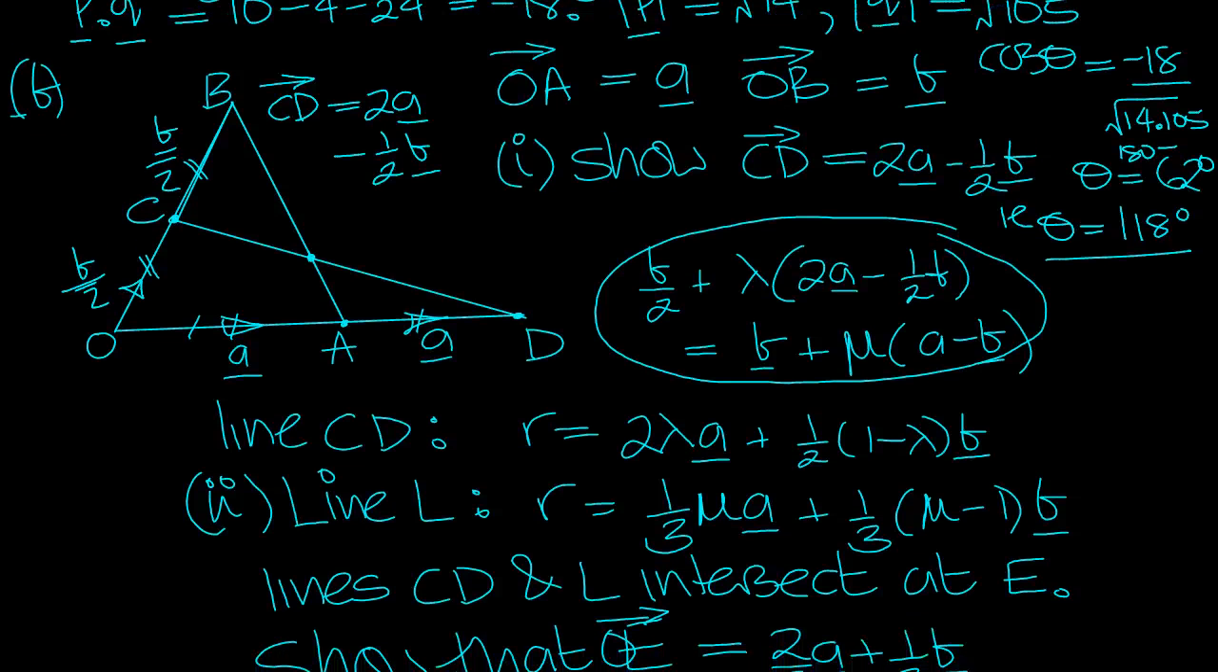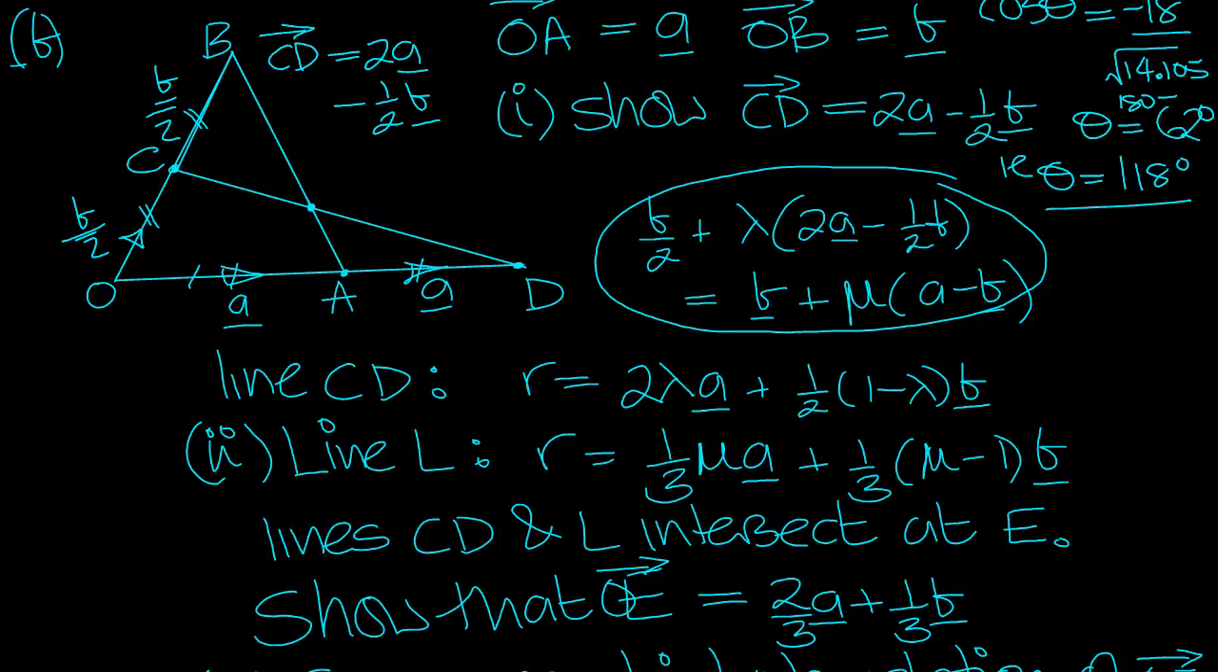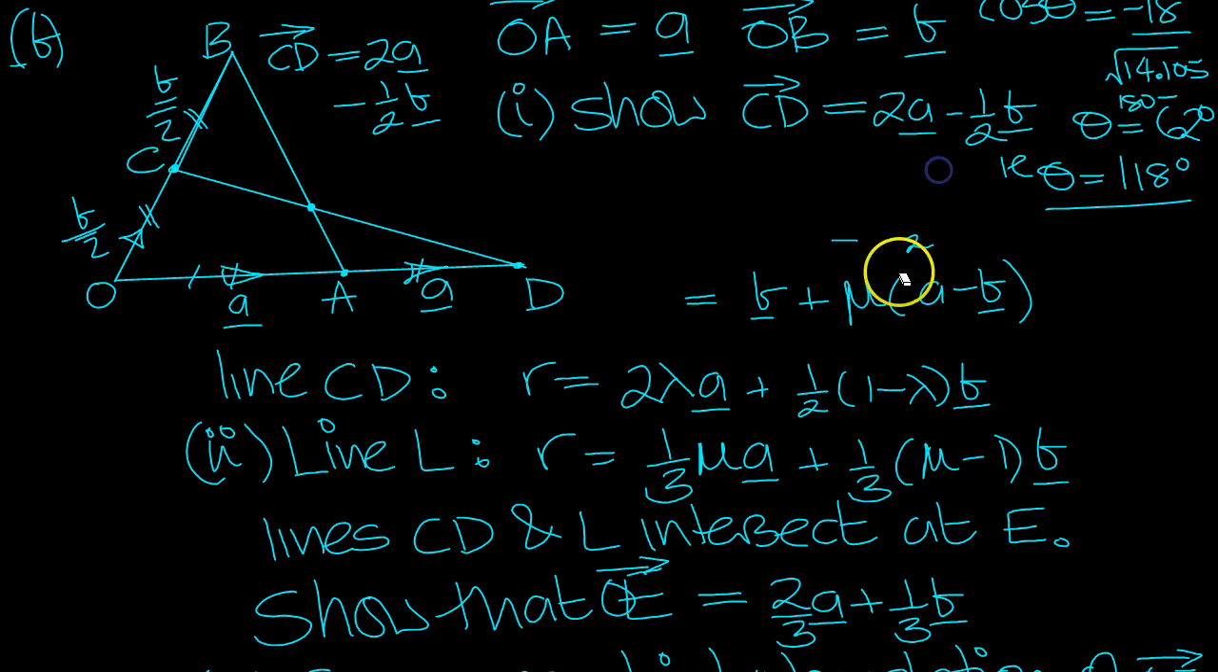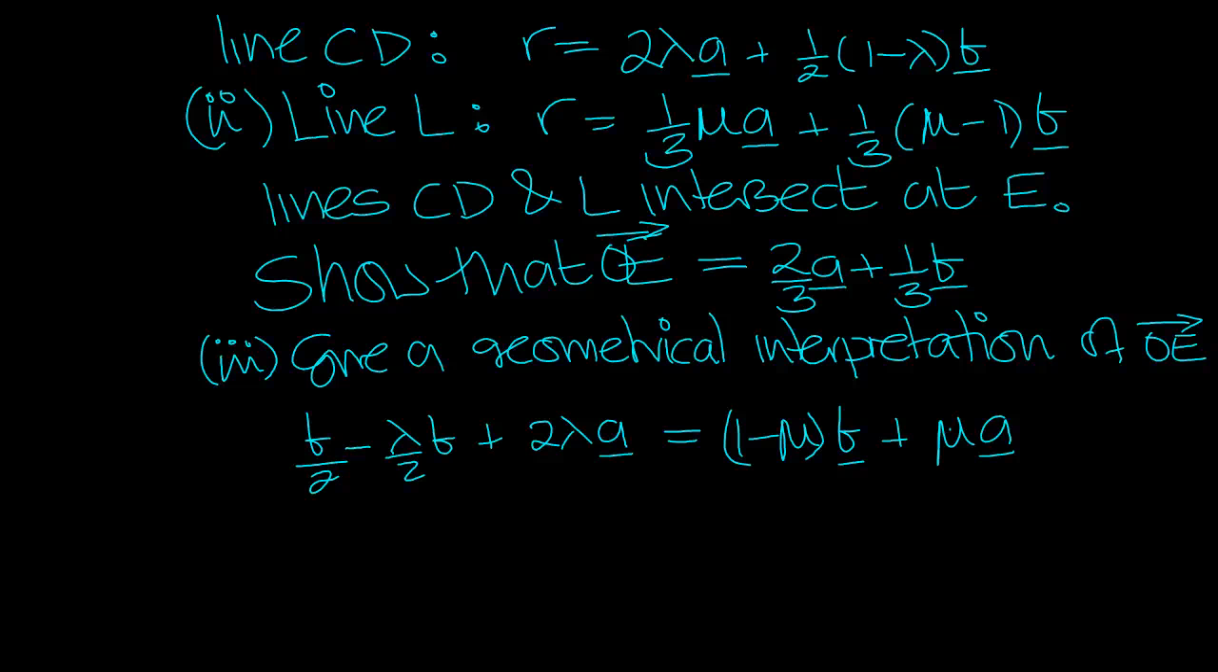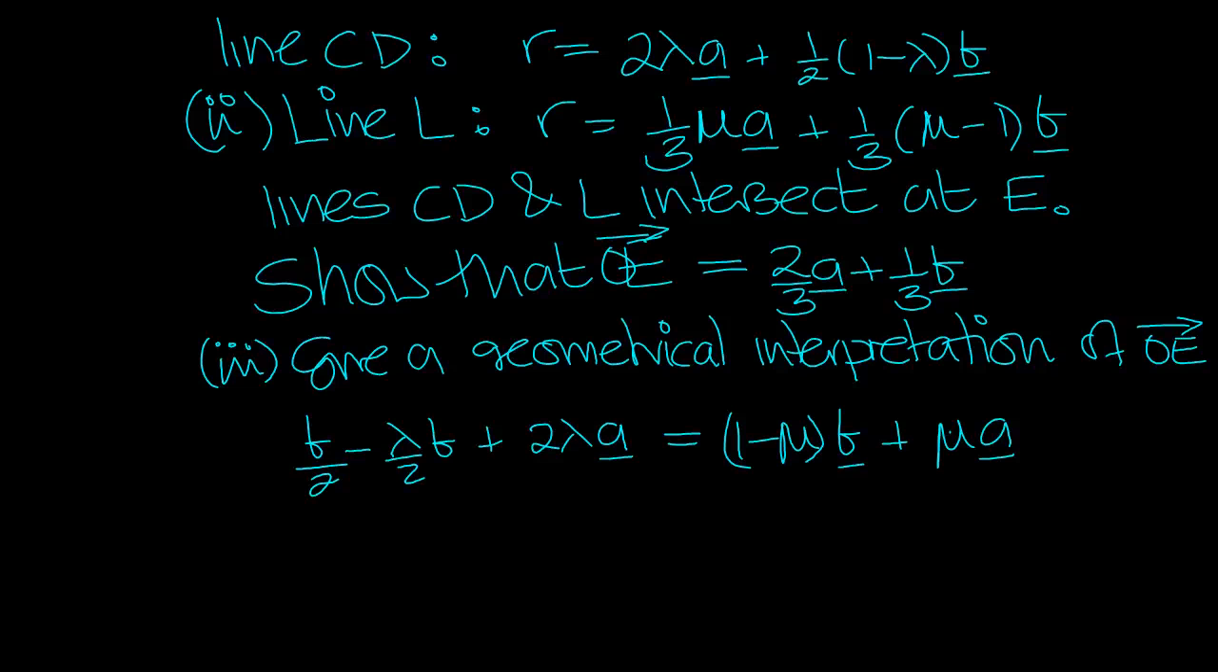Now here's the line. Let's just get rid of all this stuff here. I was working something out earlier to have a look. So we've got line CD is this, and line L is this. Line CD and L intersect at E, show that OE is this. So here for part 2, let's have a go at it. Okay, show that OE is that. So these intersect at E.